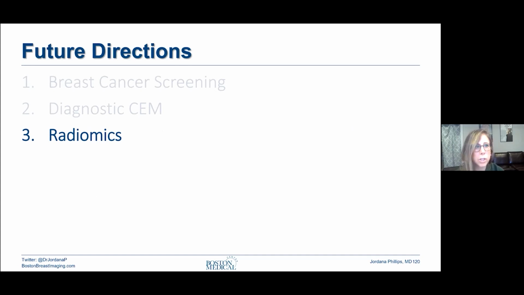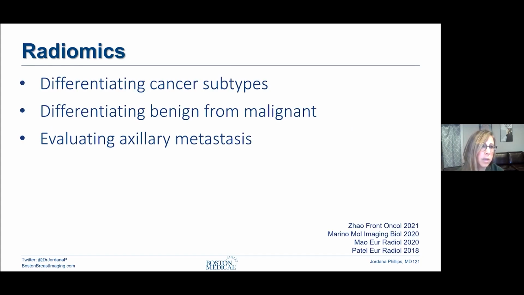Lastly, for future directions, we're going to talk about radiomics. Radiomics are really looking at differentiating cancer subtypes, trying to figure out, can we use contrast mammo and the contrast that we see on these images to differentiate benign from malignant disease, and lastly, to evaluate axillary metastases.